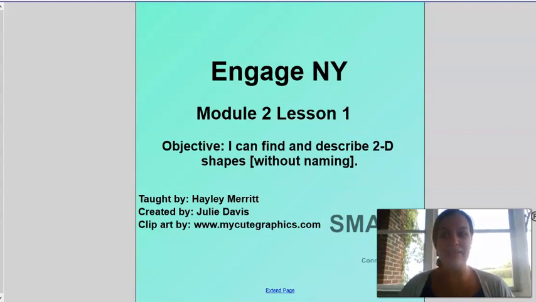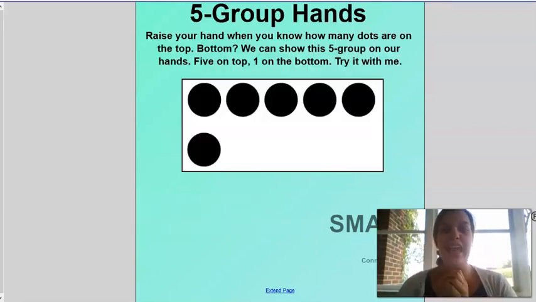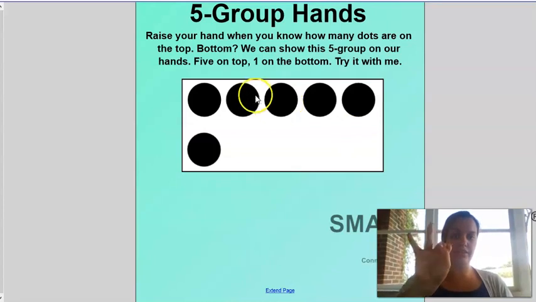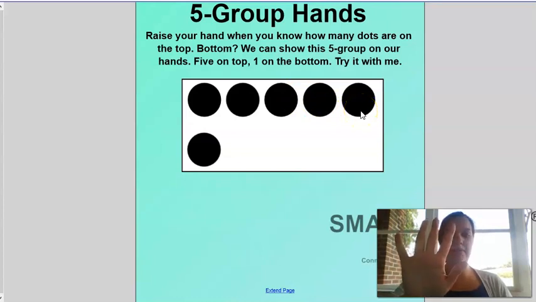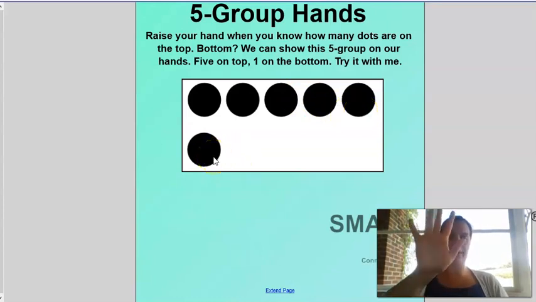Okay, so I am so excited. First, we're going to get warmed up. So for our warm-up today, we need our hands. Grab those hands out. Let's count how many dots are on top, starting with our pinky. Get that pinky ready. 1, 2, 3, 4. So I've got 5 on top. And how many dots below? Just 1. So we're going to take that 1 below. Total, we have 6.